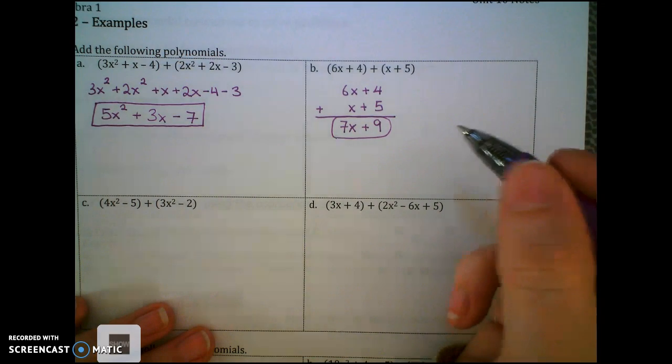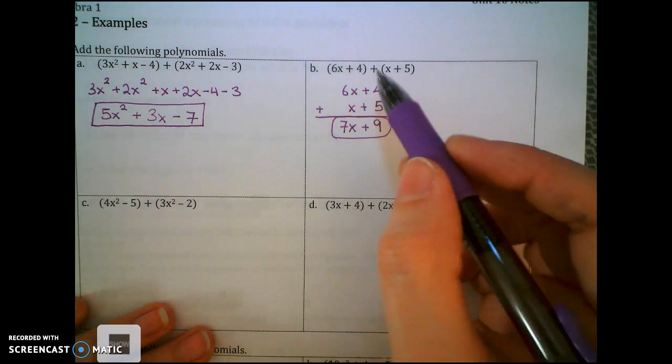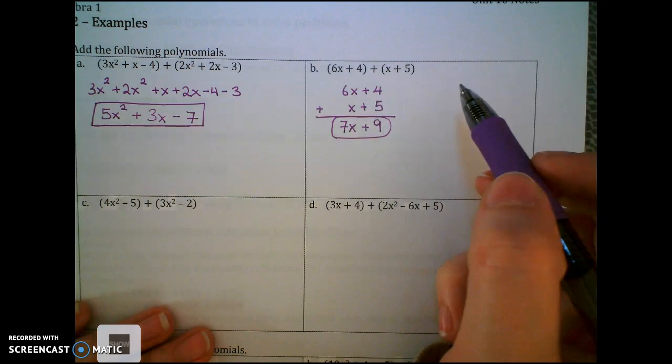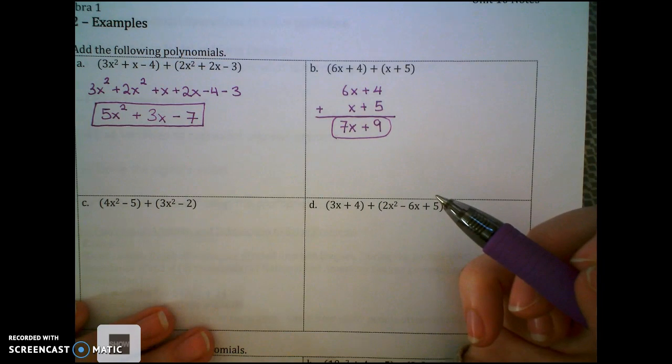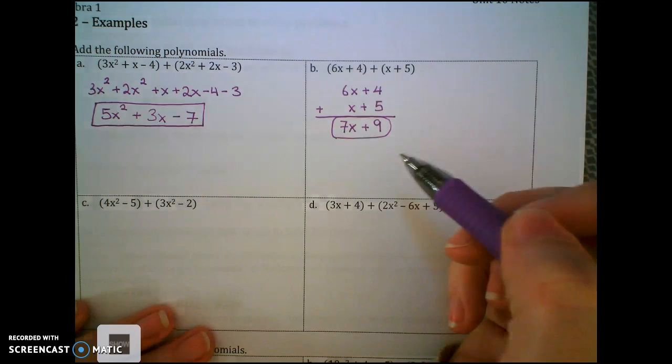Of course, you can do this with the horizontal method. You have 6x plus 4 plus 5. Combine your like terms and you end up with the same answer. So use whichever method works best for you.